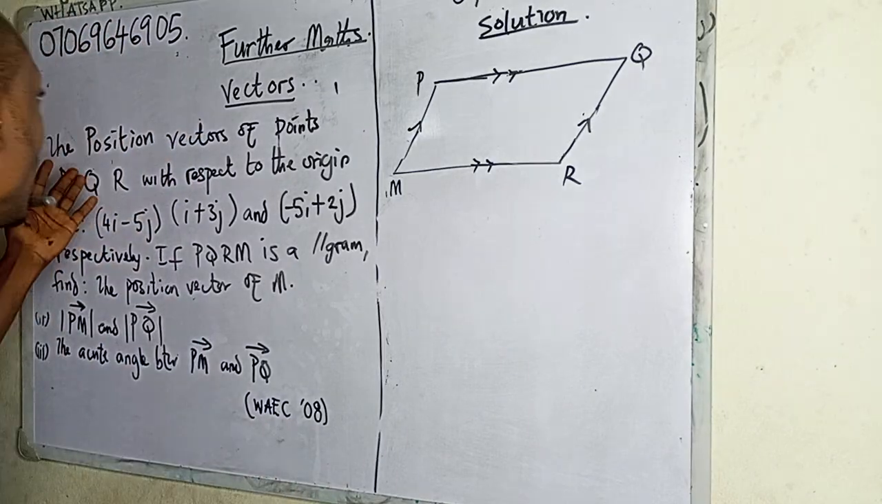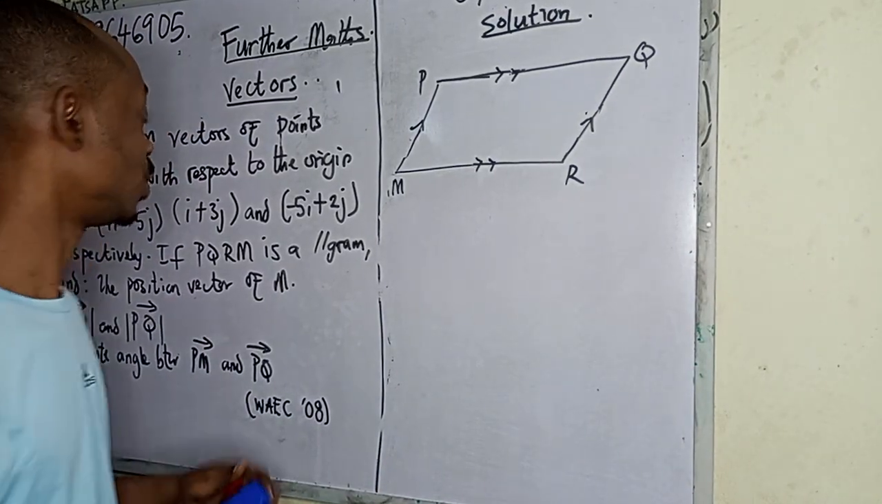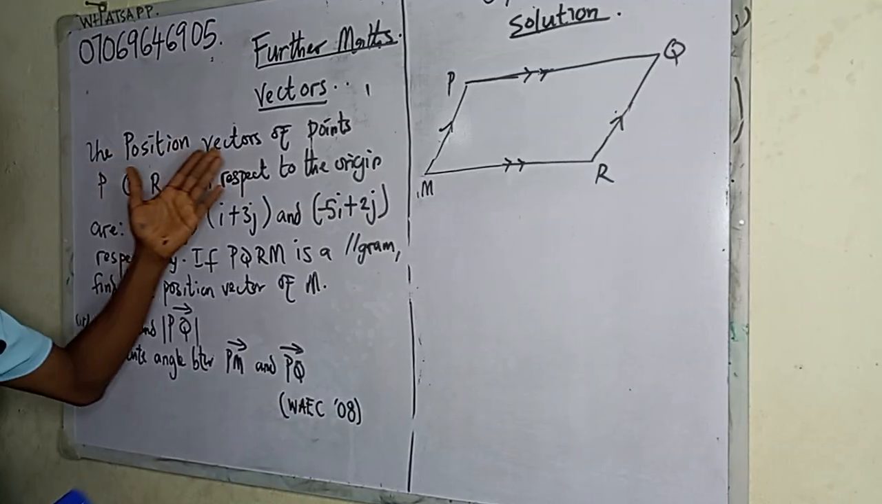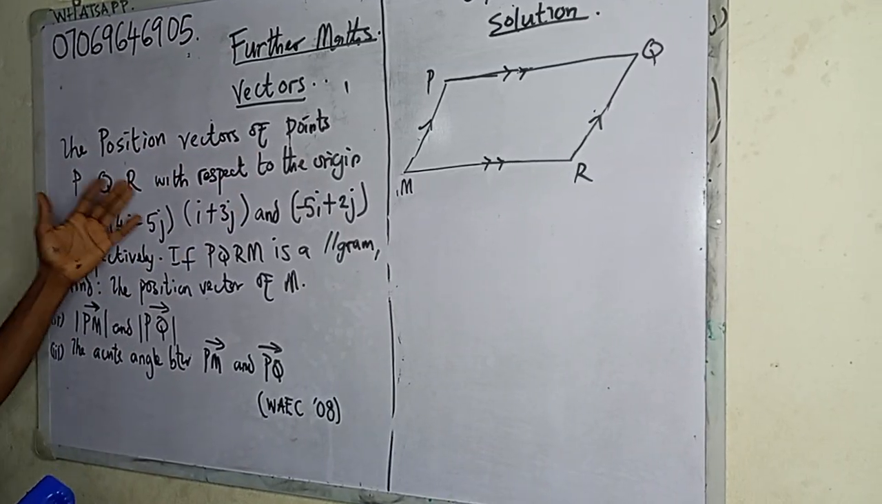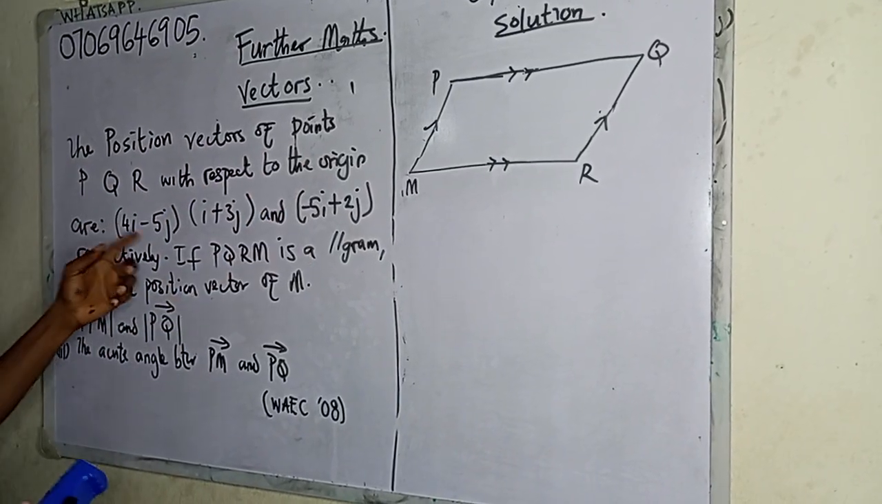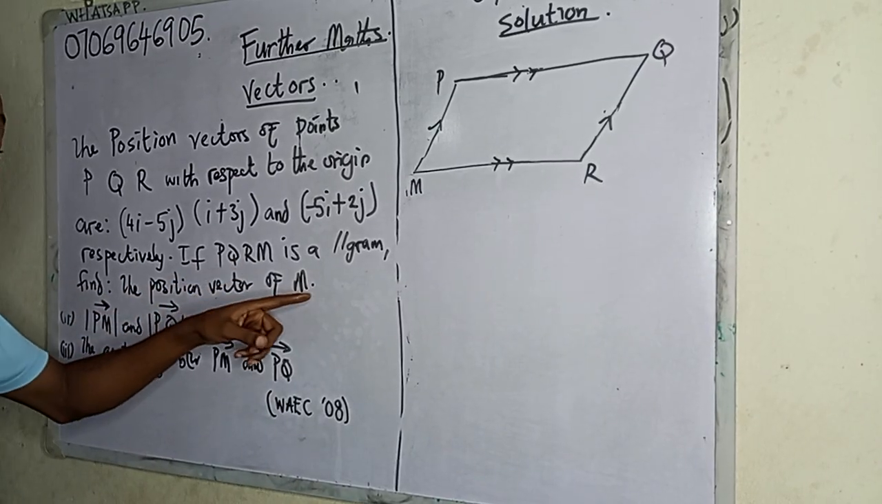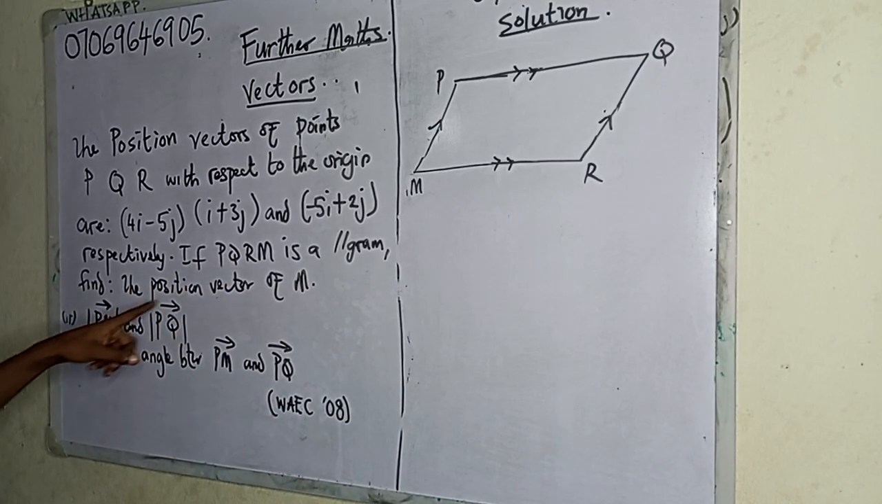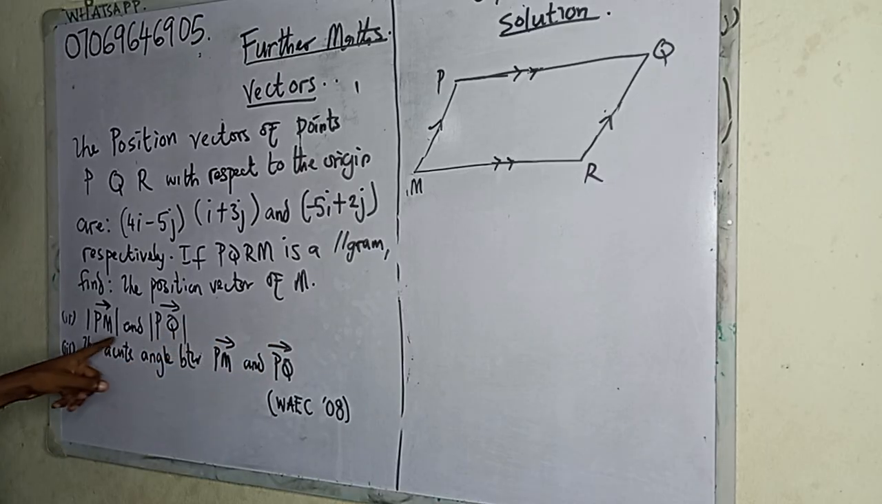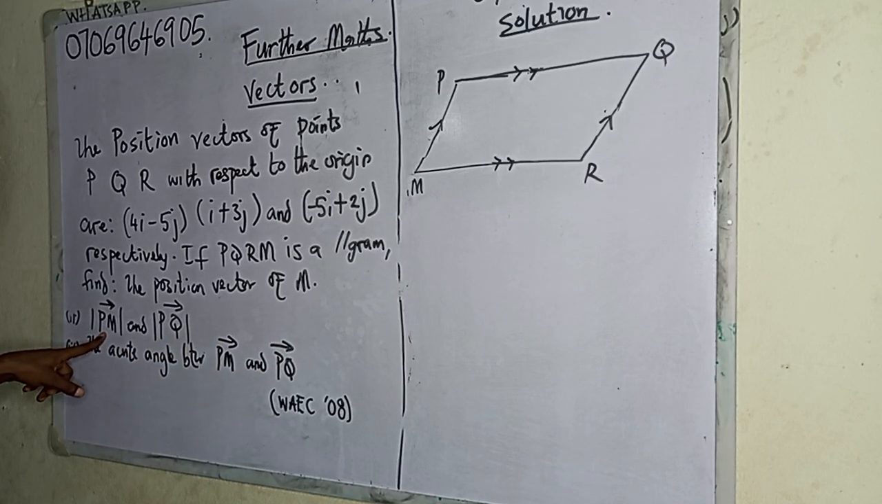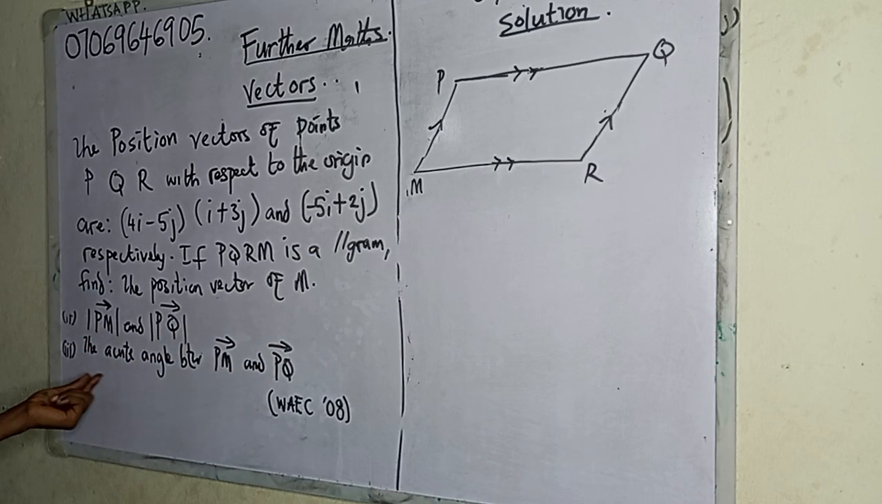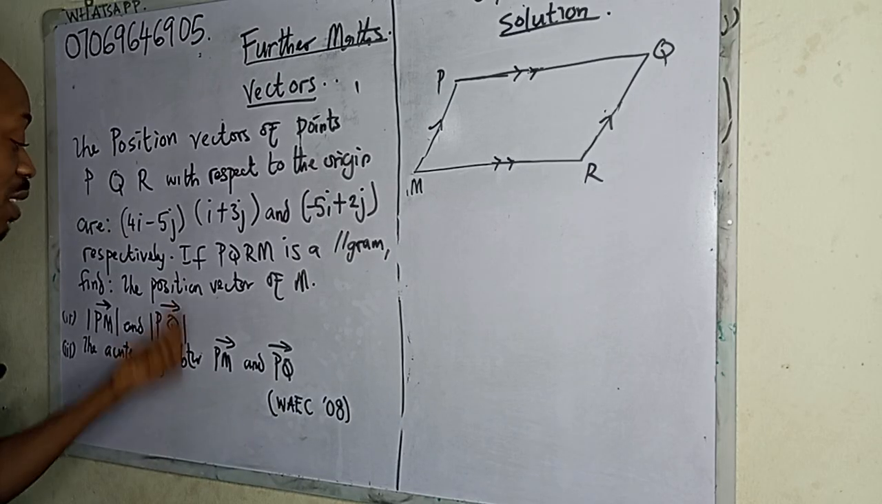Alright guys, so this is a WAEC question on position vectors. It says the position vectors of points P, Q, R with respect to the origin are this, and this respectively. If PQRM is a parallelogram, find the position vector of M, find the magnitude or modulus of vectors PM and PQ, and find the acute angle between vectors PM and PQ.